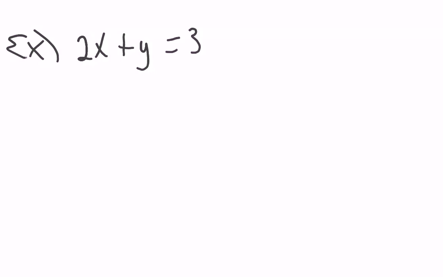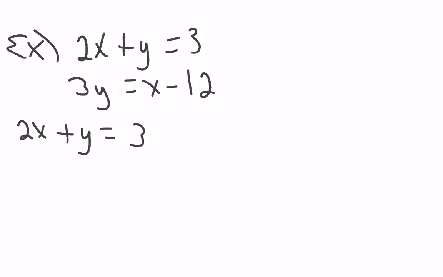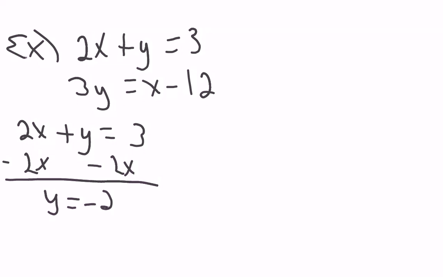All right, one more example for you. It wants us to solve the system graphically. 2x plus y equals 3, and 3y equals x minus 12. So again, we want to graph these. You can solve them so that they are y equals. So if we take the first one, 2x plus y equals 3, we need to subtract the 2x from both sides. And we get y equals negative 2x plus 3.